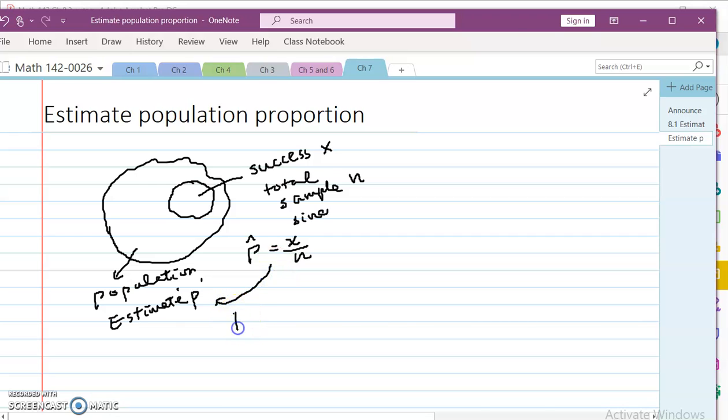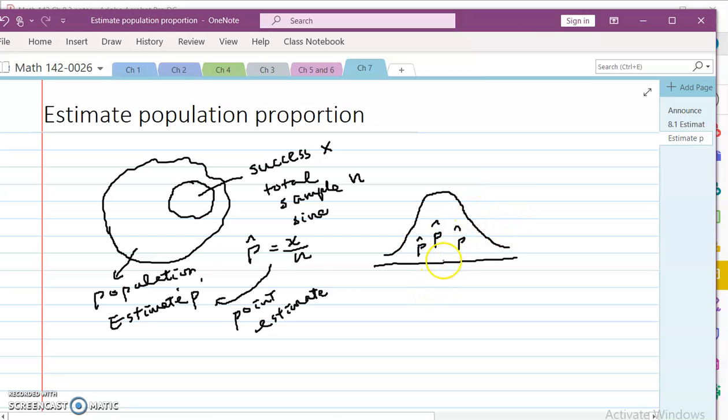So this is a point estimate. And just like before, we say this is not very accurate because p hat actually fluctuates. It's a sample. If you get another sample, you have another p hat. And then we figure that p hat is normally distributed when? Because x was normally distributed in a binomial distribution. This is binomial.